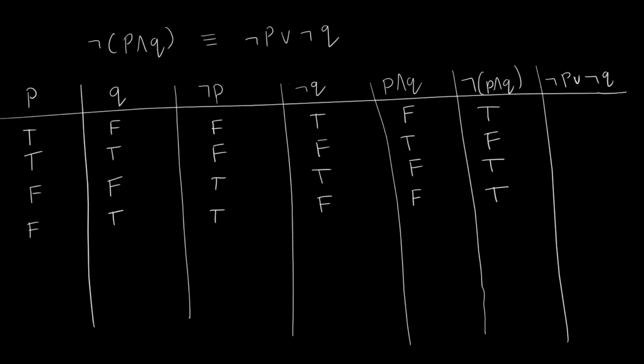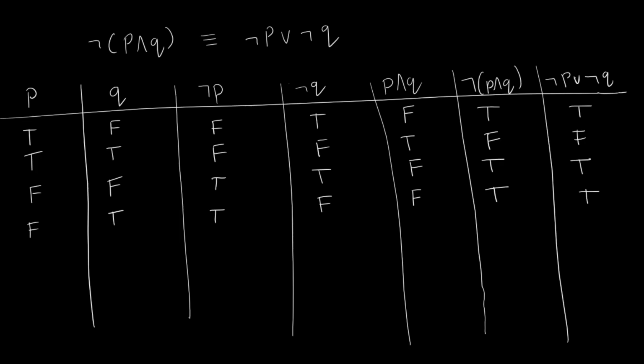And our right-hand side is not P or not Q. So what are we comparing? We're comparing not P and not Q, and we're going to be using or in between them. So if I have false or true, I'm going to get true. And if I have false or false, I'm going to get false. If I have true or true, I'm going to get true. And true or false, I'm going to get true.